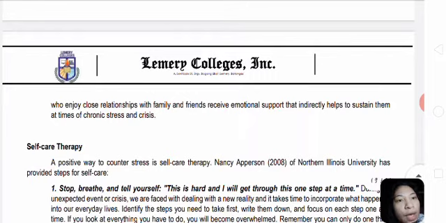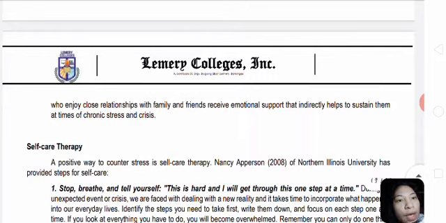Self-care therapy. A positive way to counter stress is self-care therapy. Nancy Apperson, 2018, of Northern Illinois University has provided steps for self-care. Number 1, stop, breathe, and tell yourself, this is hard and I will get through this one step at a time. During an unexpected event or crisis, we are faced with dealing with a new reality and it takes time to incorporate what happened into our everyday lives.